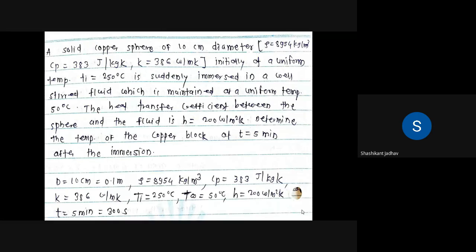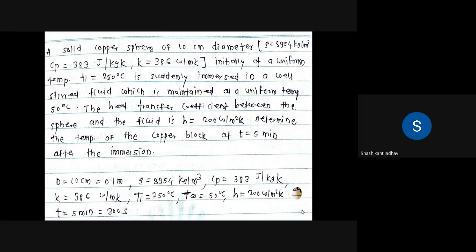Okay. So first of all, you have to read the problem carefully and understand which parameters are given. A solid copper sphere. First of all, the shape is a sphere of 10 centimeter diameter. So the diameter is given, so write down the given things. Diameter is equal to 10 centimeter. We have to convert that 10 centimeter into 0.1 meter. So D is equal to 0.1 meter.